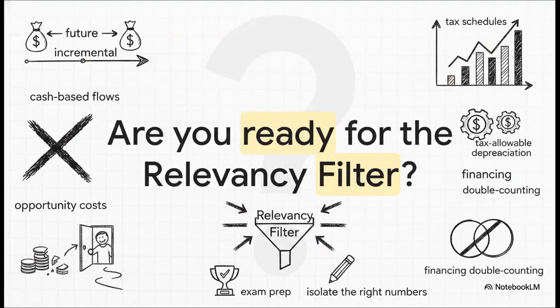Well, we've covered a ton of ground today. We established the rigid rules of future, incremental, and cash-based flows. We learned to confidently banish sunk costs and welcome in opportunity costs. We mapped out tax schedules and unlocked the cash benefits of tax-allowable depreciation, all while dodging the dreaded financing double-counting trap. If you apply these frameworks rigorously, you're going to isolate the right numbers every single time. But remember, the relevancy filter is just your first line of defense. How you discount these flows will ultimately decide the project's fate.